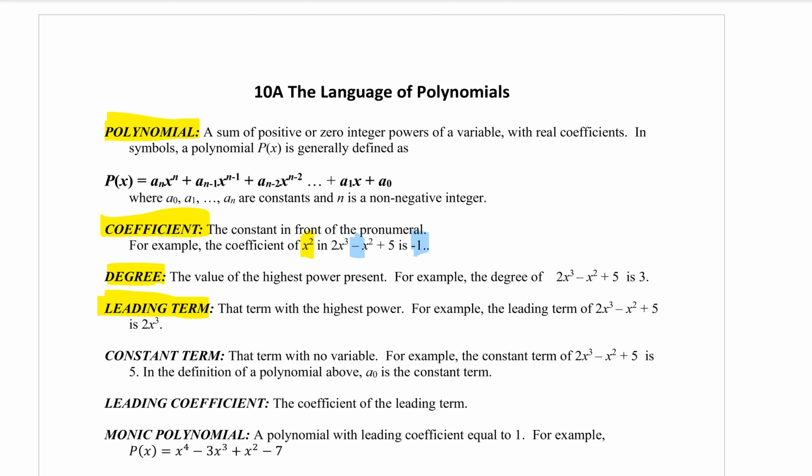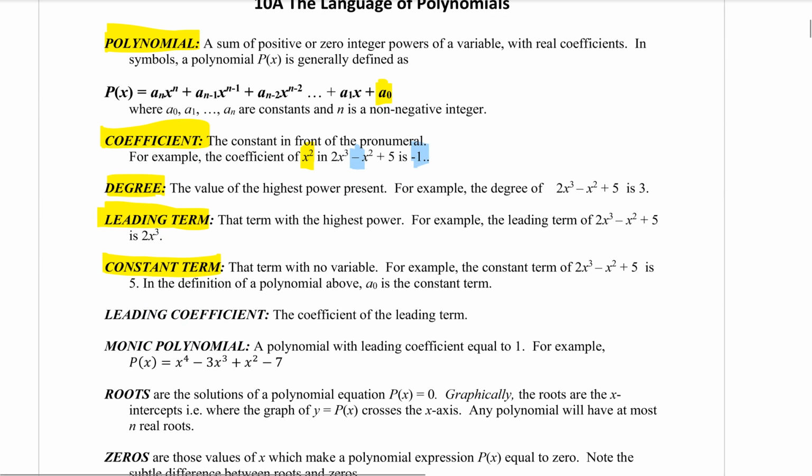A constant term is any term that has no variable, which means no pronumeral in it. So that would be the 5 in that example there. It does say there in the definition of a polynomial above that a0 is the constant term. So that was up here, the a0 on the end of this general expression. That a0, because it doesn't have an x with it, would be the constant term. Those a's are just standing for the different coefficients of all those different x's up there.